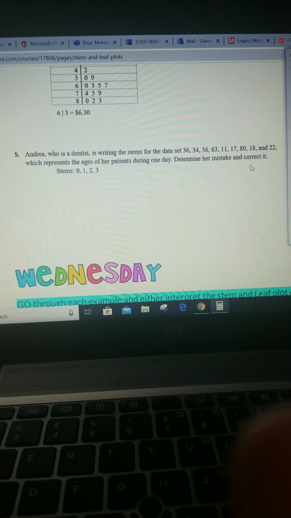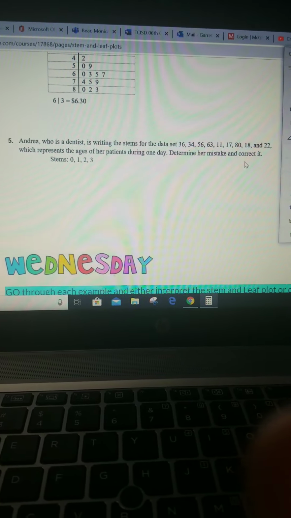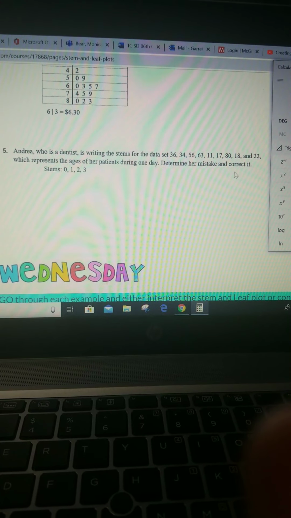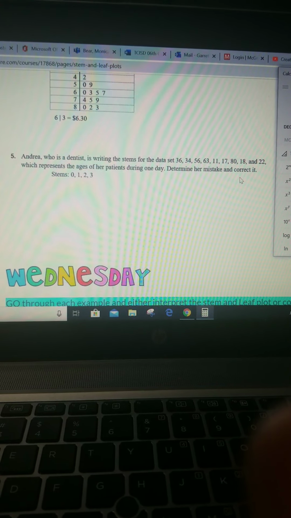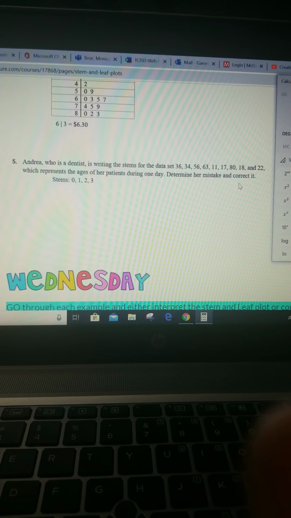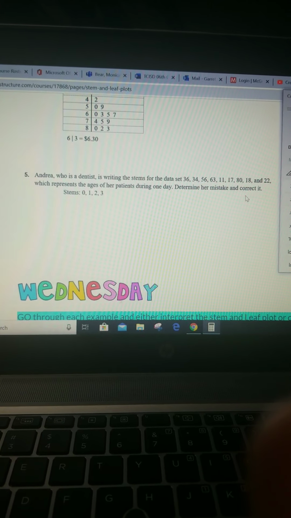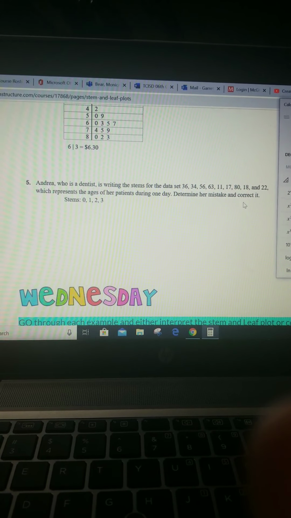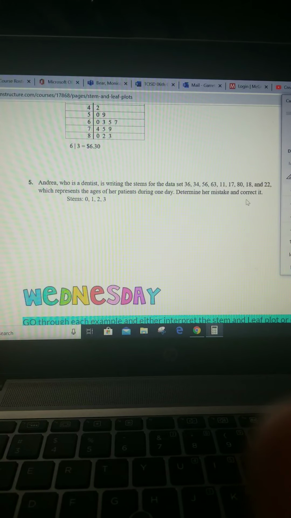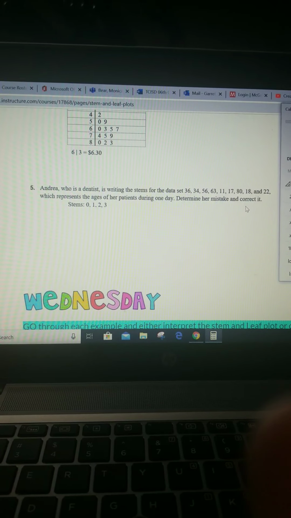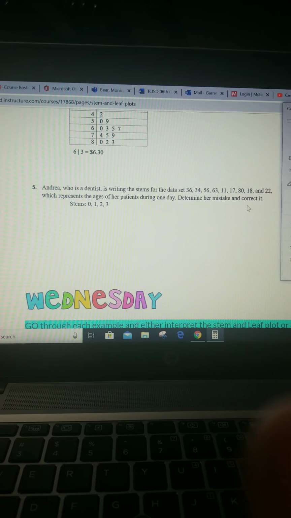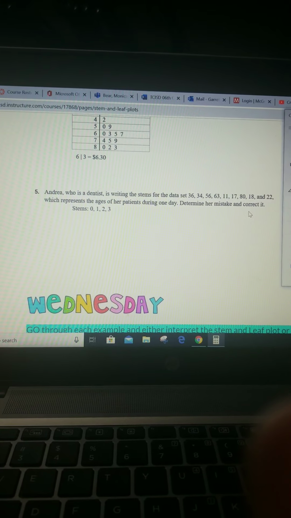Okay, so the particular problem that we're going to look at says Andrea, who's a dentist, is writing the stems for the data set 36, 34, 56, 63, 11, 17, 80, 18, 22, which represents the ages of her patients during one day. Determine her mistakes and correct it. She says that the stems should be 0, 1, 2, and 3. So let's determine what our stems should be. Then we're going to determine what is our mean, median, mode, and range of the data set.